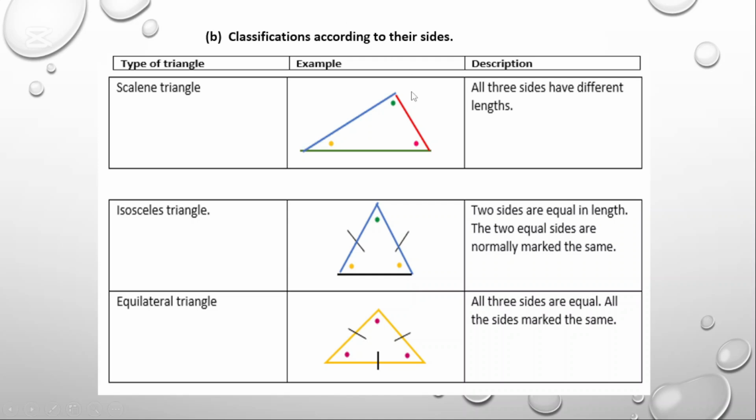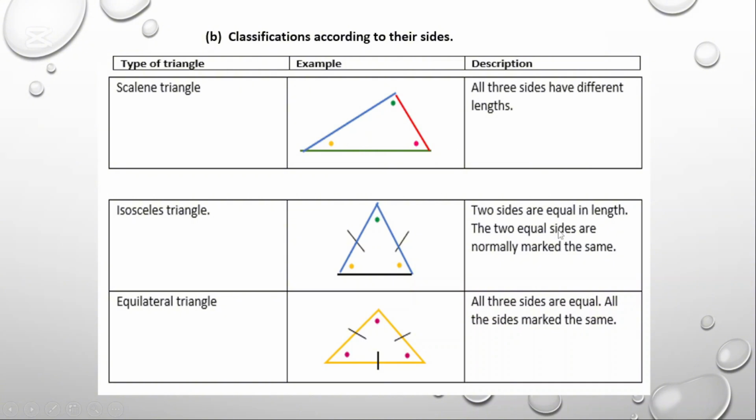First of all, you can see here I have a triangle. All the sides have different colors to show you all three sides have different lengths. What do we call this? We call it a scalene triangle. It's a scalene triangle.